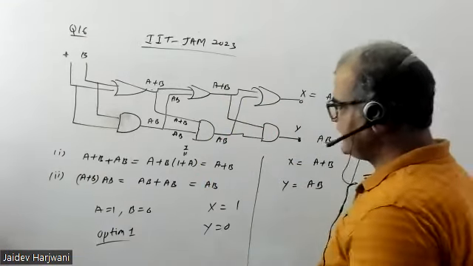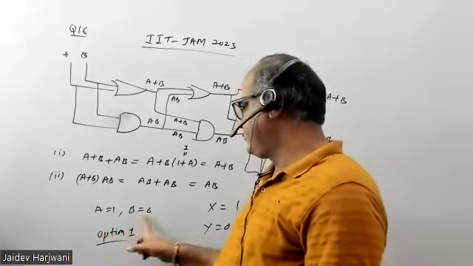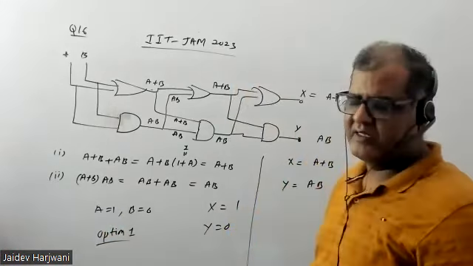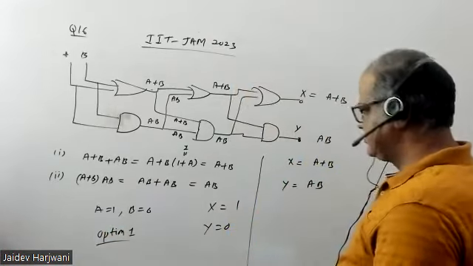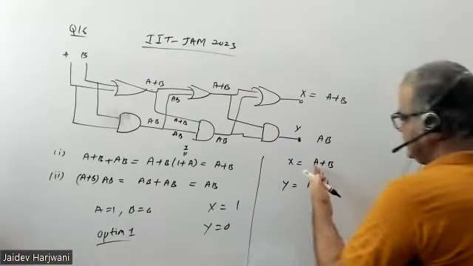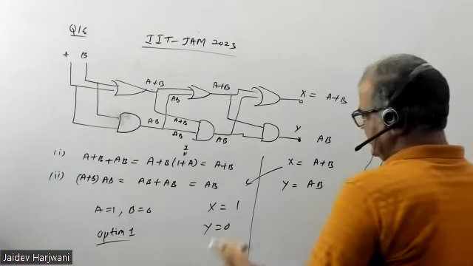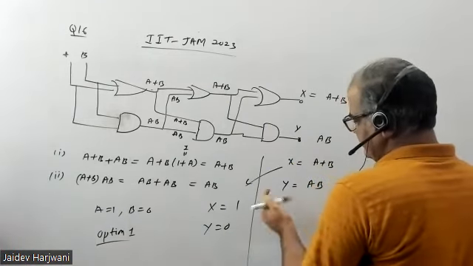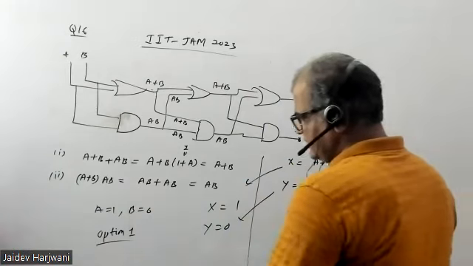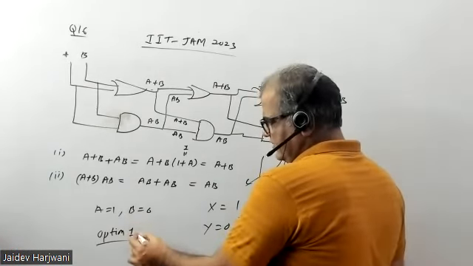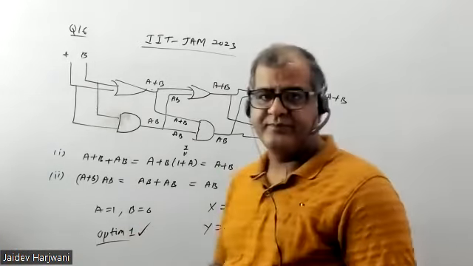Now the question is asking: if you give A equals 1 and B equals 0, what will be the values of X and Y? If you put A equals 1, B equals 0 here, obviously your X will be 1, and if you put A equals 1, B equals 0 here, Y will be 0. So this is given as option 1. So this is the correct option for this question.